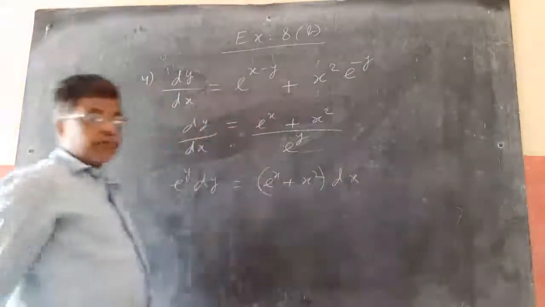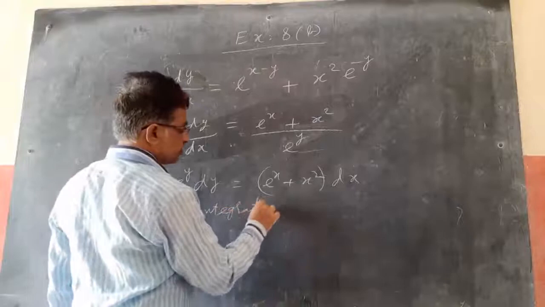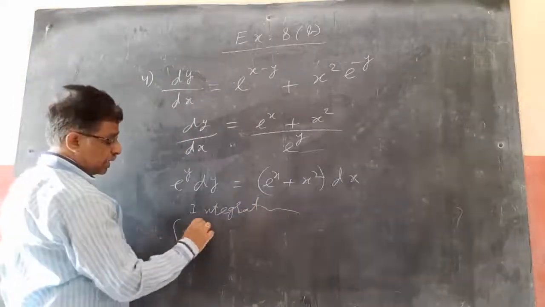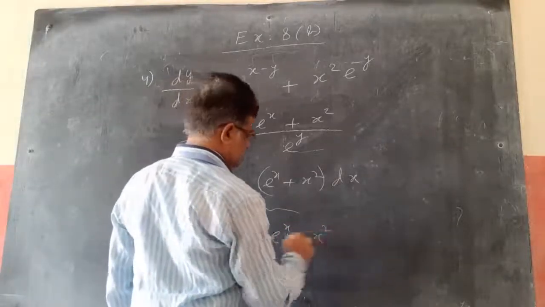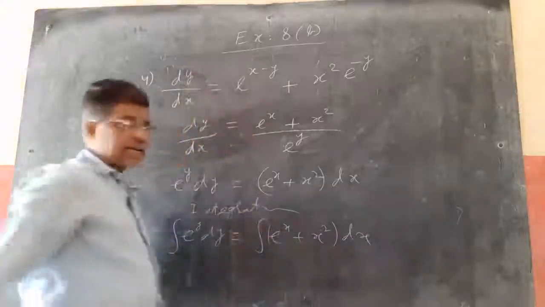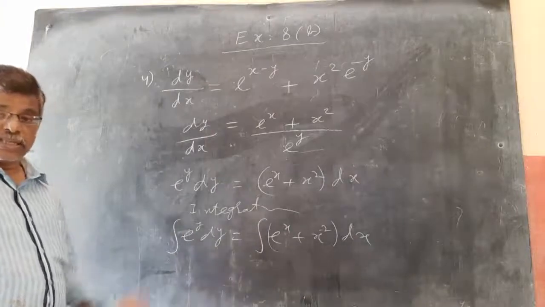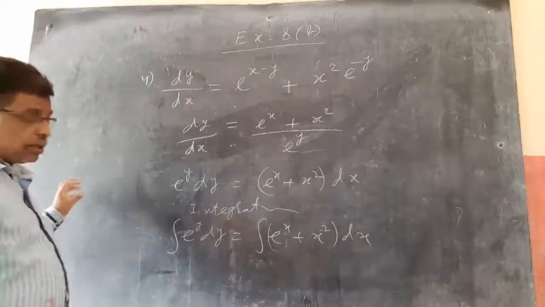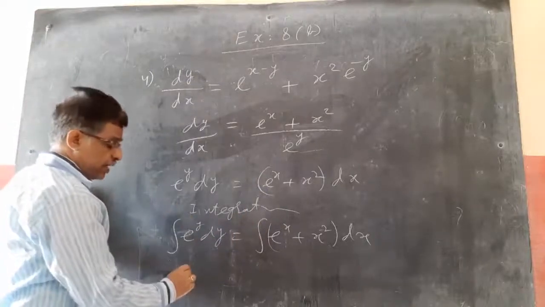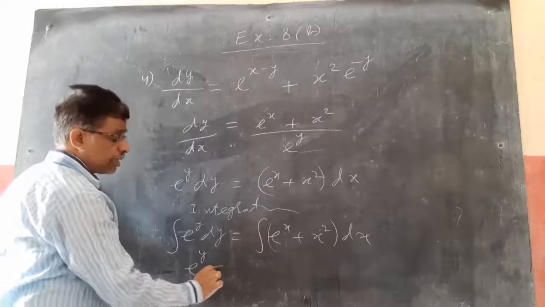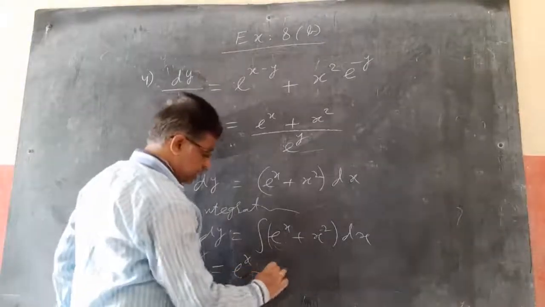Now integrating on both sides, we'll get the required equation. Integral of e power y dy equal to integral of (e power x plus x square) dx. That's why I told you that you need to learn integration properly first. Then only you can do this exercise and get those 13 marks. Otherwise you lose all the 13 marks if you don't know integration, because this totally depends on integration. Integrating on both sides always gives you the final solution. So the integral of e power y is e power y, equal to e power x, plus the integral of x square, which is x cubed by 3, plus c.